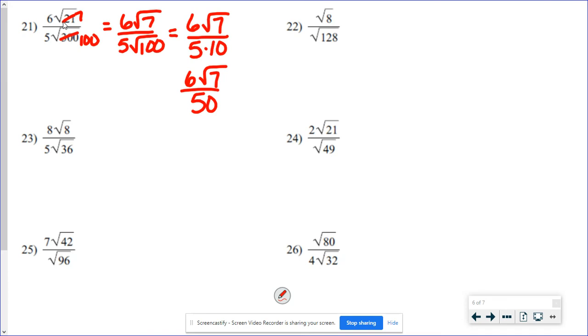Okay. Since there isn't really anything else new on this slide, I'm going to say if you get stuck on anything, check the answer key. Let me know if you need more help, but these are just more of the radical division.